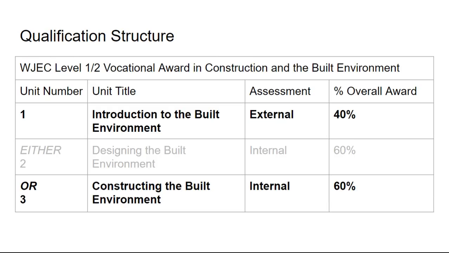The qualification has 3 units, of which everyone has to do 2. Unit 1 is mandatory. It's the introduction to the built environment. It has an external exam and is worth 40% of the overall award. And we are choosing to do Unit 3, which is constructing the built environment. That's internally assessed and externally moderated, and it's worth 60% of the award.